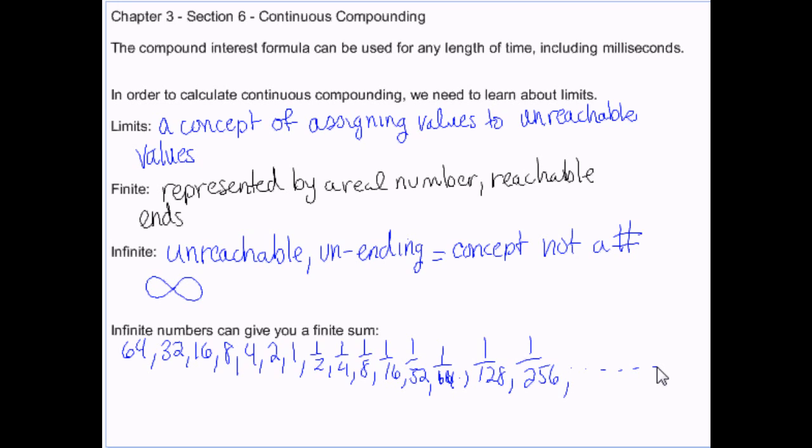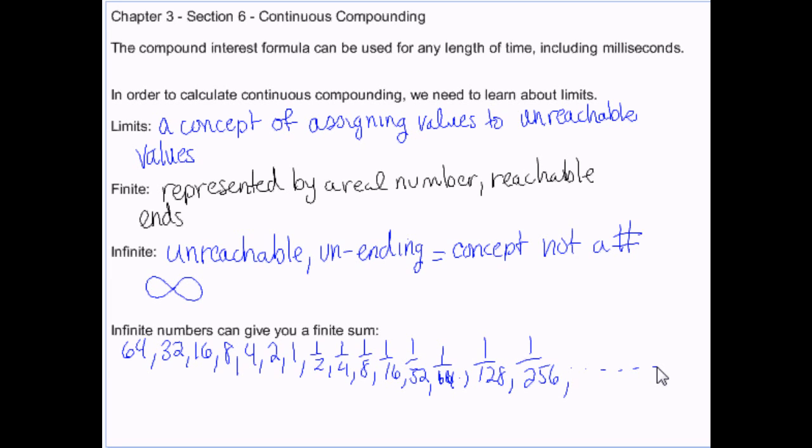So even though I have all these infinite numbers that I could never actually write them all down, it still gives me a finite sum. And that's one of the harder things to wrap your brain around. I can understand it. Good. But it's hard for some because you're thinking you can't even measure that. It's too little. You keep breaking it in half, and it's not physically possible.